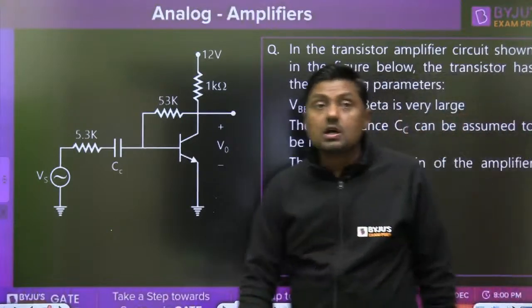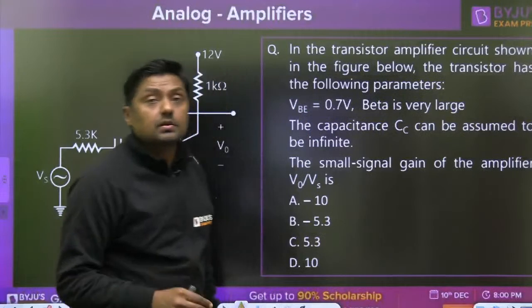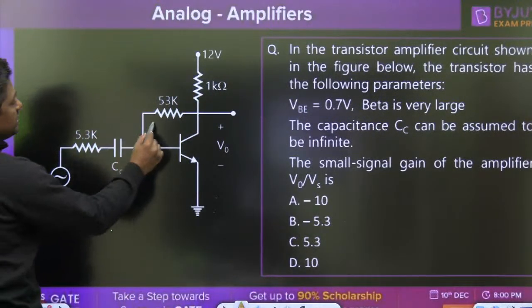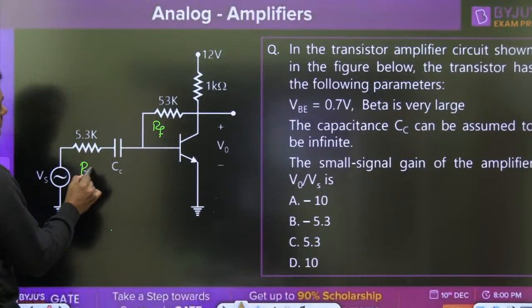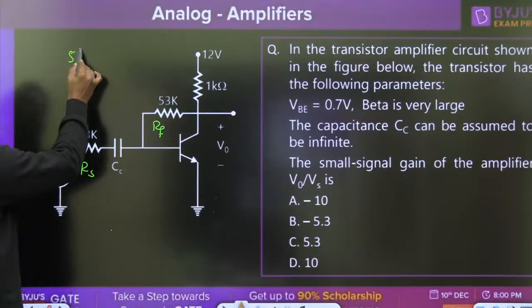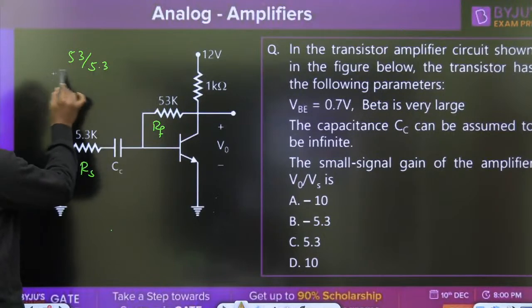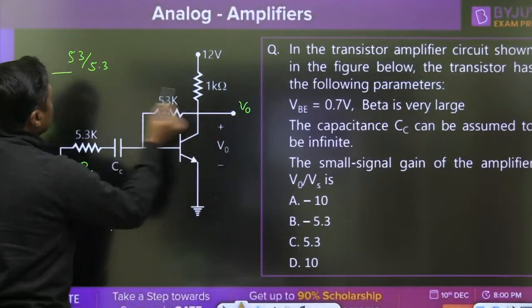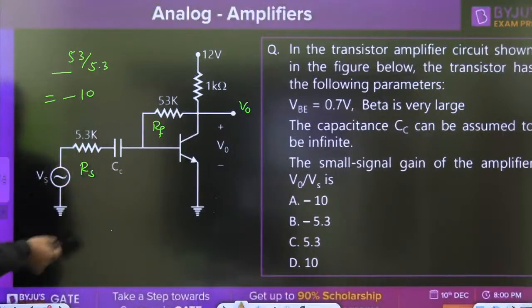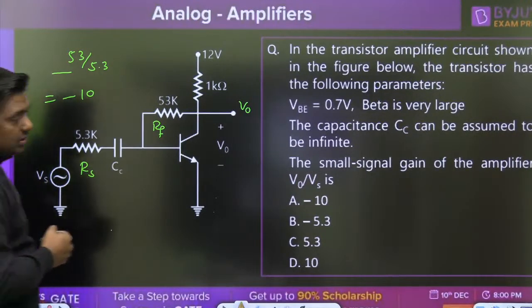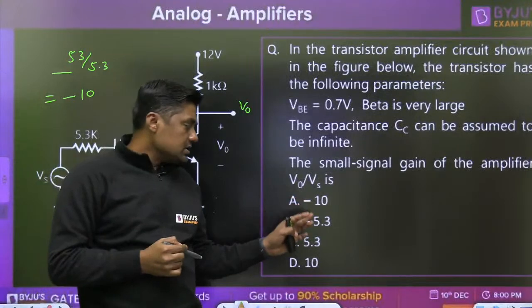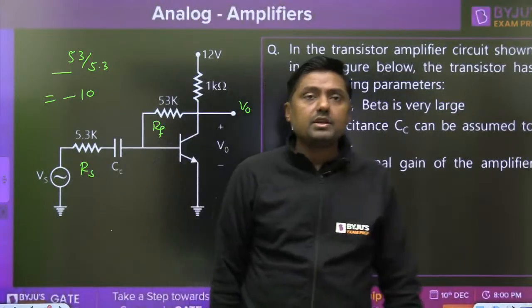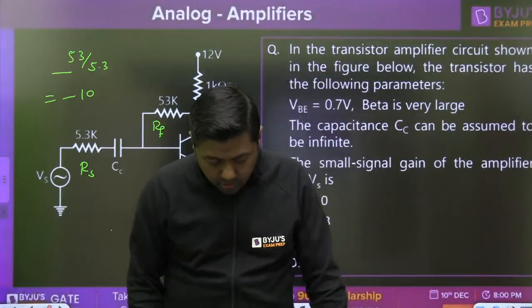So what is the answer? -10. Yes, directly. This is 53, this is 5.3. This is RF, this is RS. 53 divided by 5.3 with a minus sign, a 180 degree phase shift because it is a common emitter. -10. Or it is overestimated. So two values are given, -10 and 10. So this is the -10.